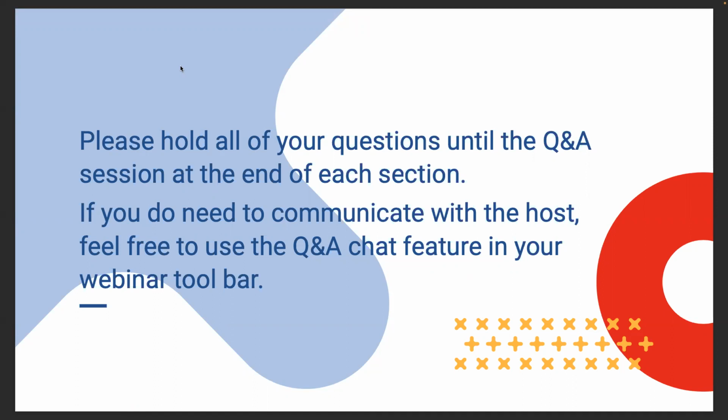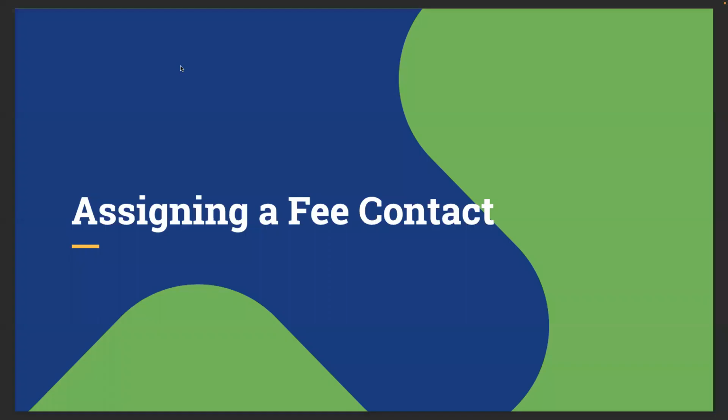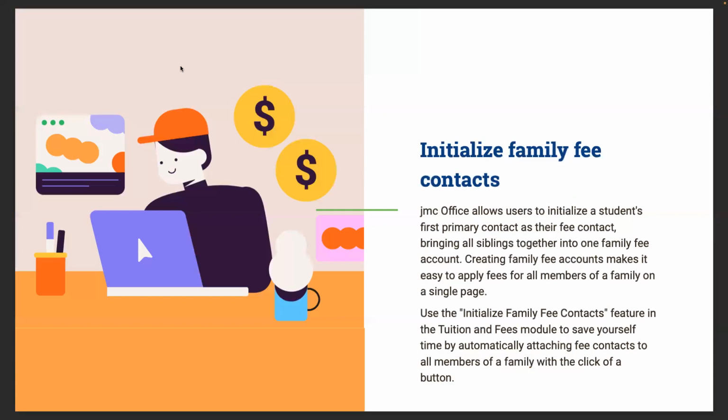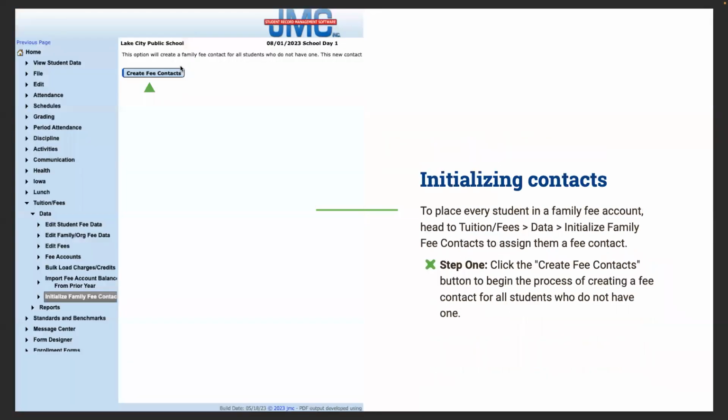Assigning a fee contact. JMC Office allows users to initialize a student's first primary contact as their fee contact, bringing all siblings together into one family fee account. Creating family fee accounts makes it easy to apply fees for all members of a family on a single page. Use the Initialize Family Fee Contacts feature in the Tuition and Fees module to save yourself time by automatically attaching fee contacts to all members of a family with the click of a button.